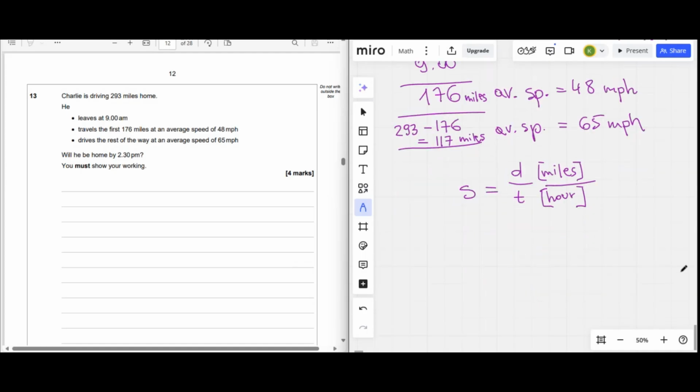Let's try: average speed is the total distance over total time. Average speed is the total of average speeds, being 48 plus 65. Let's see if that works. 113.